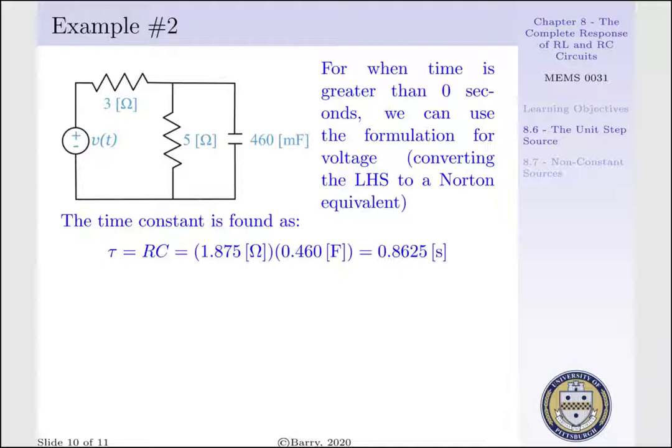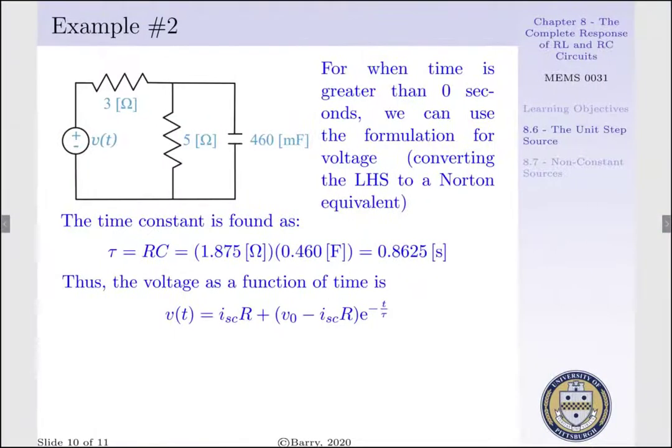We have 1.875 ohms times 460 millifarads, which gives us a time constant of 0.8625 seconds. Thus, the voltage as a function of time is equal to our current source times our resistance, which is equivalent to our voltage, plus our initial voltage minus our current source times our resistance, which is merely our voltage source, times e to minus t per tau.